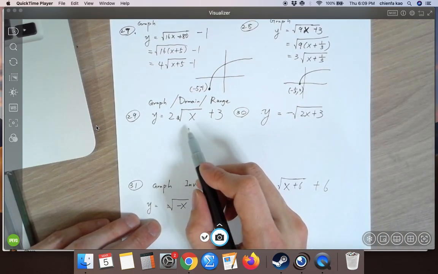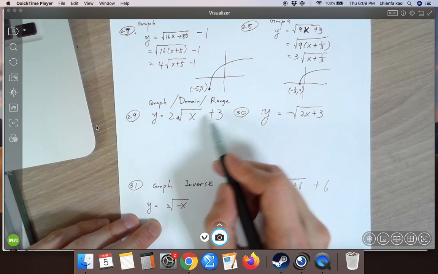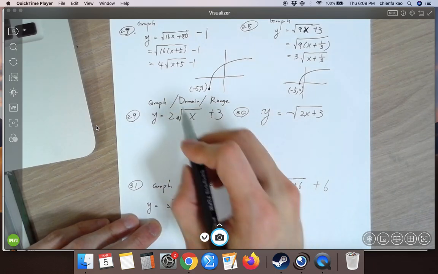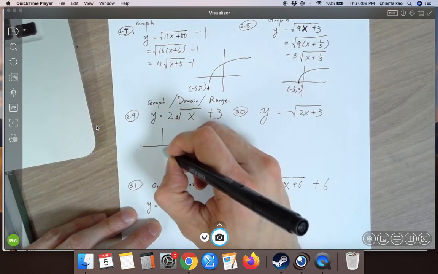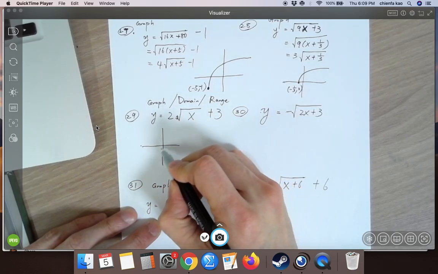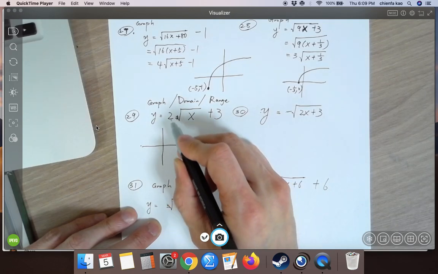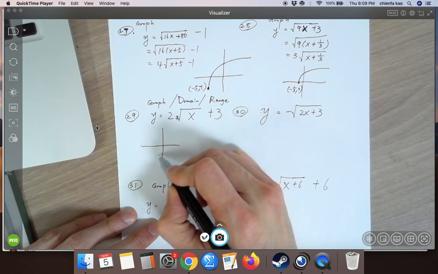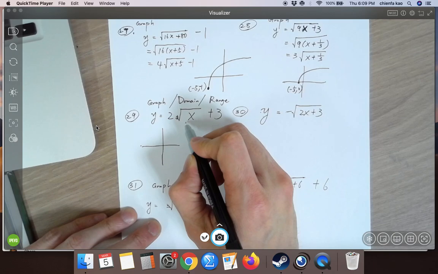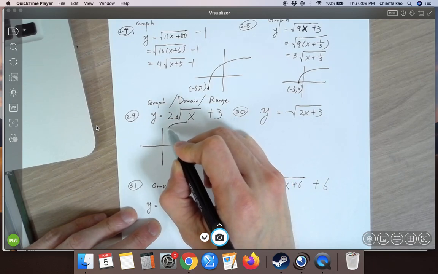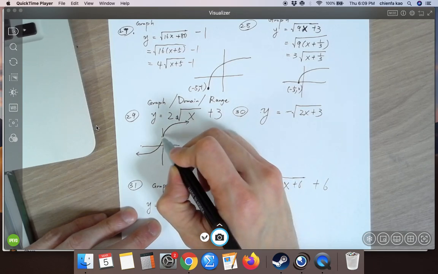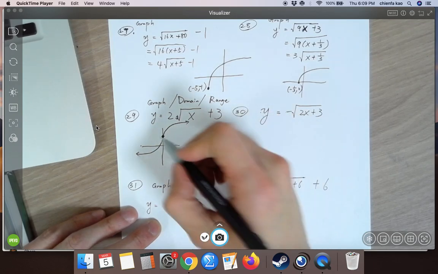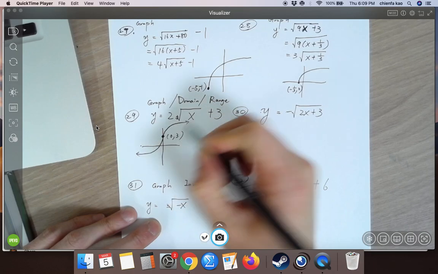Okay, let's graph this one. State the domain and range. Okay, all right. So it's a cubic function. Cubic function looks like this. Stretch by 2, so bigger, up 3. So this point must be 0, 3.